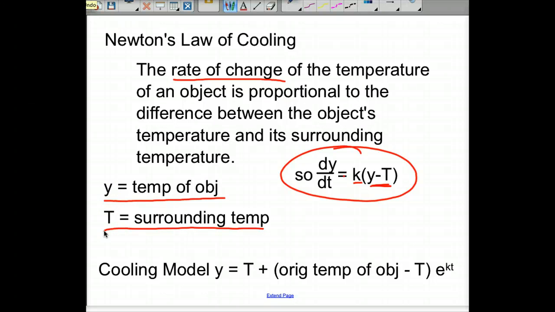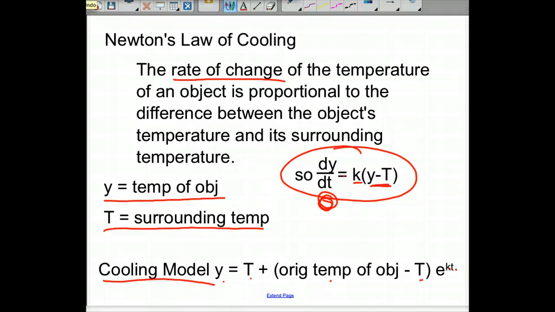So just like we've done before, if we take this equation here and multiply both sides by dt, get the y on the left side and the t's on the right side, so separate your variables and integrate, you will end up with this cooling model here. y equals the surrounding temperature, plus the original temperature of the object minus the surrounding temperature, and y will be the temperature of the object currently, times e to the kt, and k is some proportionality constant, and t is time.